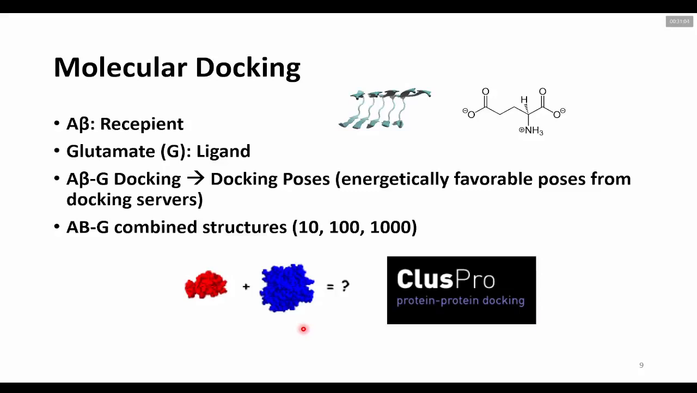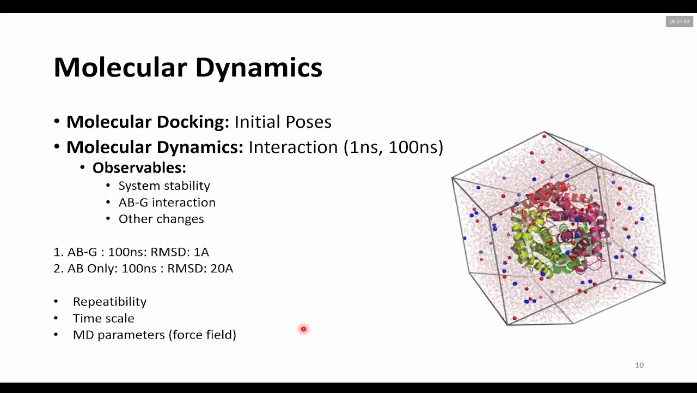So let's say you are proceeding with 10 combined structures, that is some docked poses, and then you go to molecular dynamics. You want to see their dynamic behavior. These docked poses, initial poses, are your initial t equals zero position to see their interaction. Then in a molecular dynamics simulation environment, you can see their interaction, whether this system is stable, whether these are interacting, how they're interacting. Is this interaction very rigid? Are they attracting each other very well? Or is it momentary?